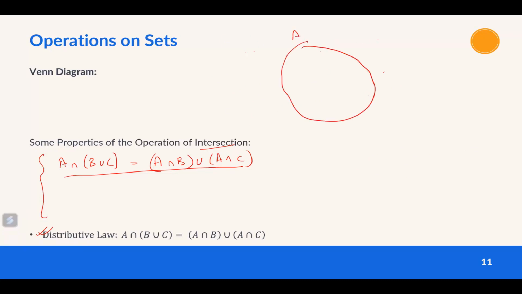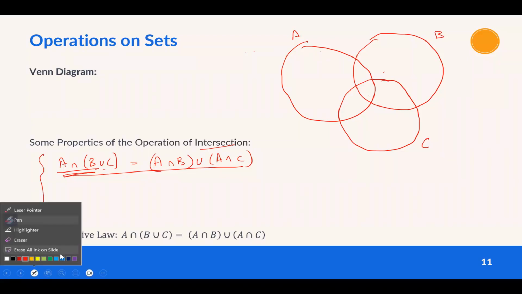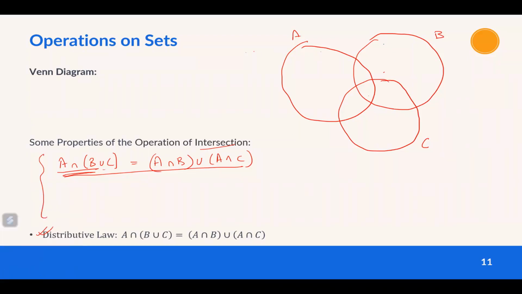Set A, I'm not drawing very good circles, by the way. Set B and set C. Okay. So on the left hand side of this expression, we have to do B union C. So what is the region of B union C? B union C will be this region, right? This region will be B union C.